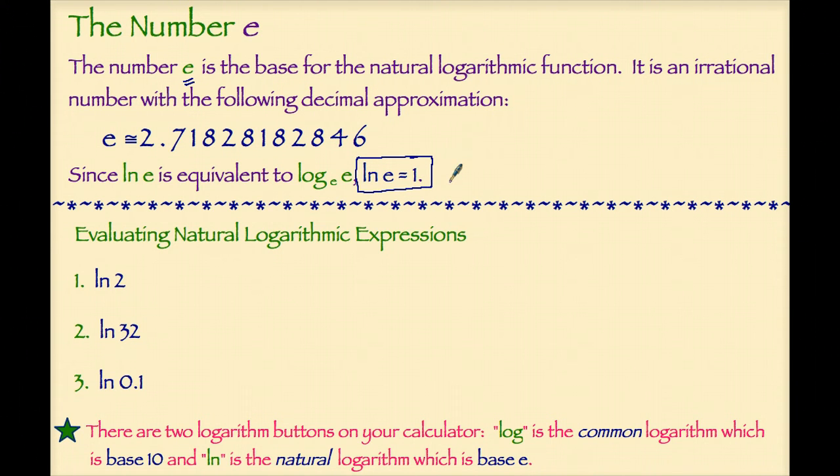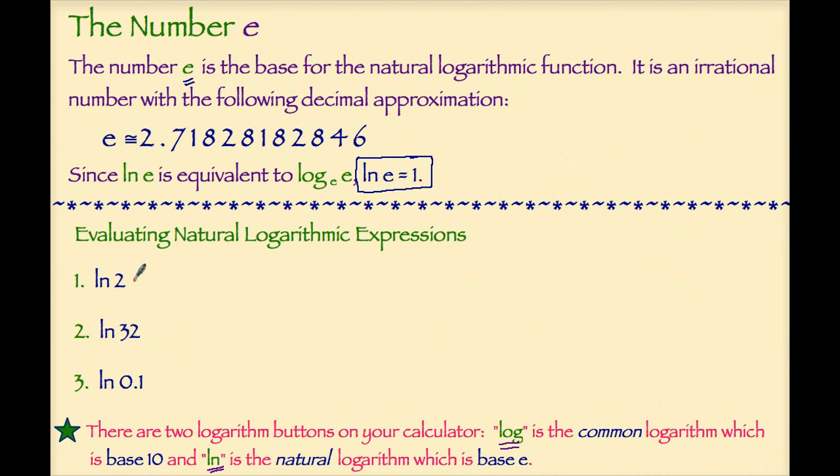Now let's evaluate a few natural logarithmic expressions. And before we do, let me point out that this is all calculator work. There are 2 logarithm buttons on your calculator. LOG is called the common logarithm, which is base 10, and LN is called the natural logarithm, which is base e. So we're simply going to press the appropriate buttons on our calculator, and the decimal approximation will then emerge.